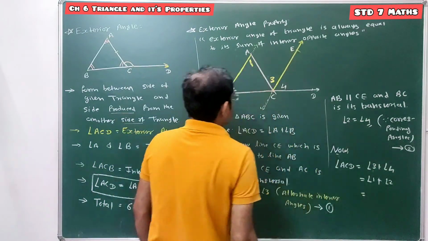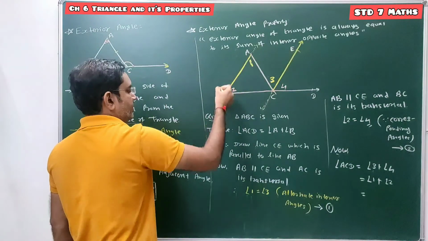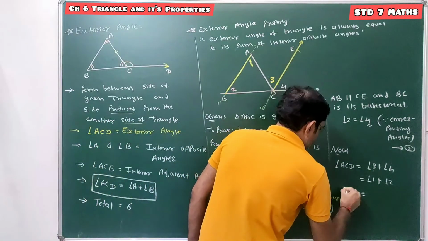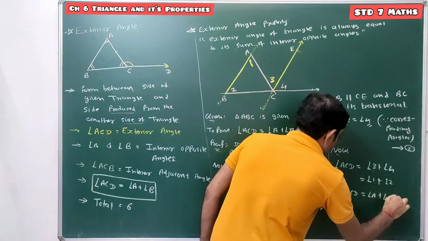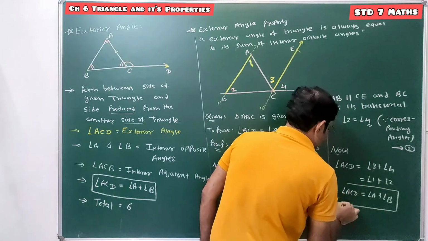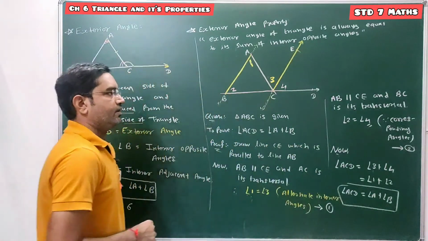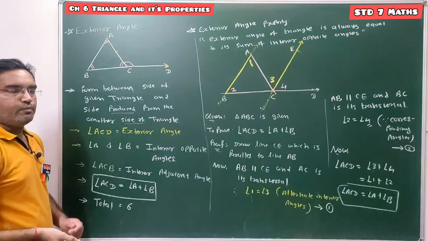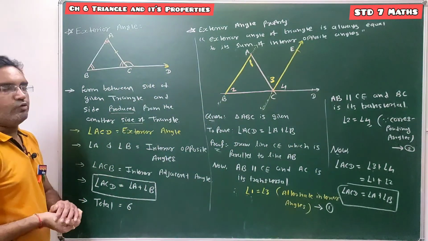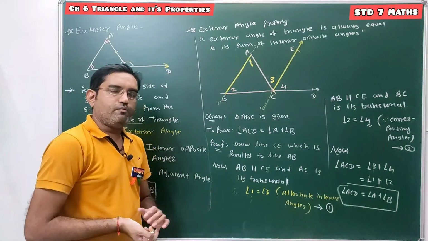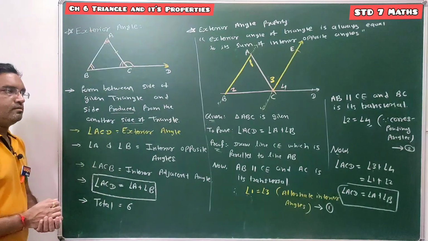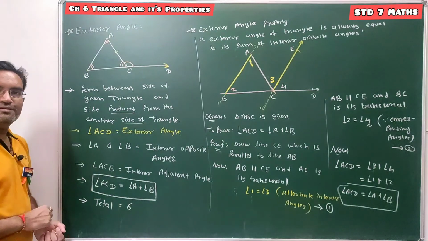So what is angle 1 plus 2? Angle 1 plus angle 2 is nothing but angle A plus angle B. So here ACD is equal to angle A plus angle B. Hence it is proved. Clear, students? So this is how you can prove that the exterior angle of the triangle is equal to its sum of interior opposite angles. Clear, students? Pause the video and note it down.